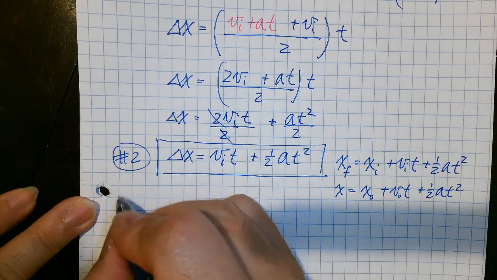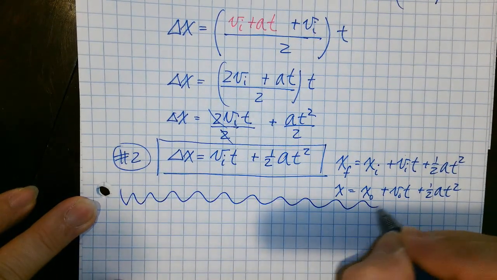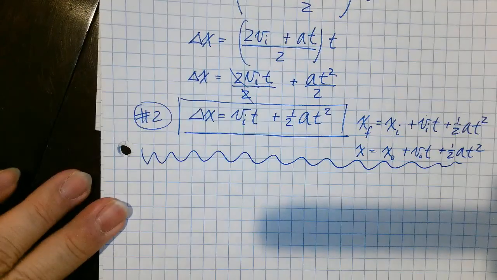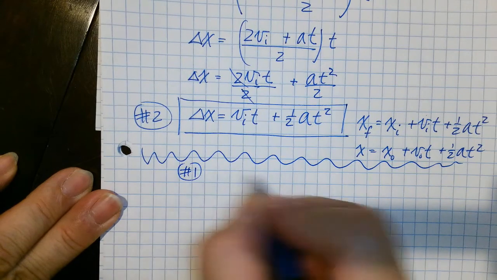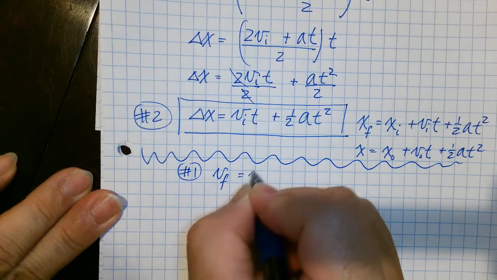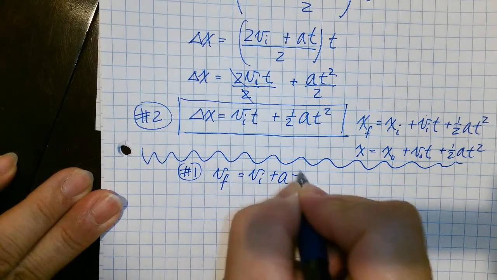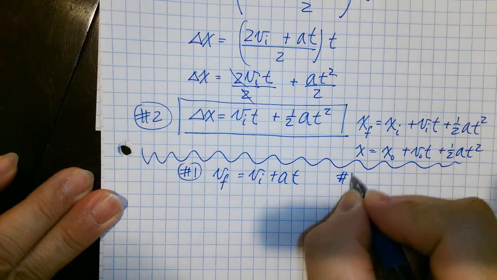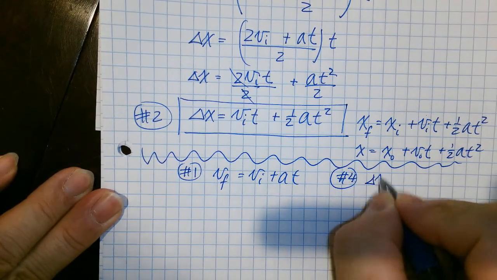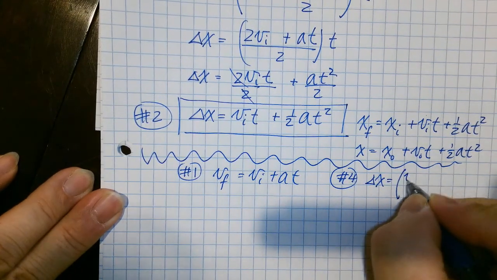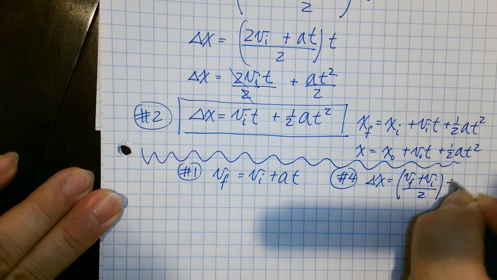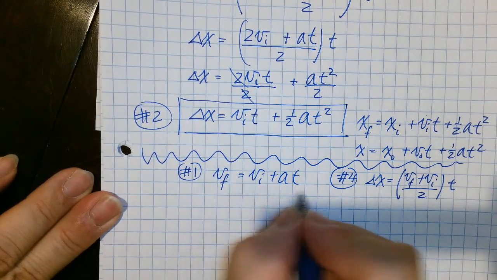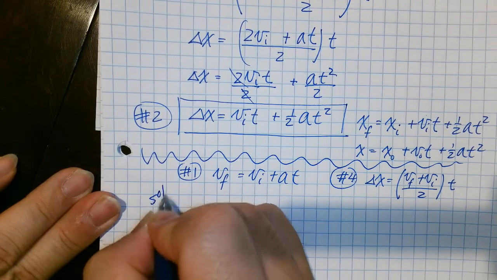All right, one more. Let's do, again, equation 1, which is vf is equal to vi plus at, and equation 4, which is delta x is equal to vf plus vi over 2 times t. I'm going to solve for time.